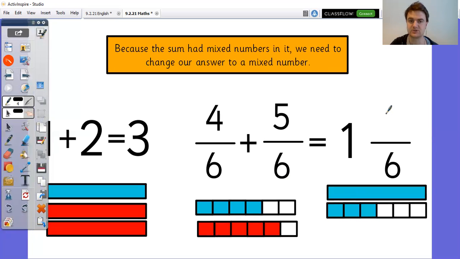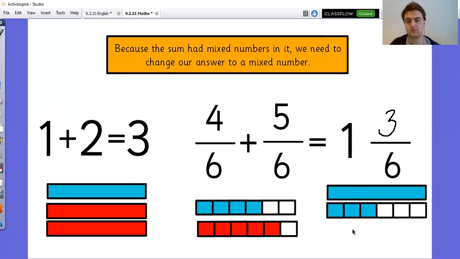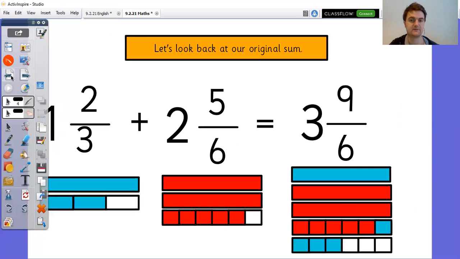So that's what I can change that to a mixed number, which means that my whole numbers added together were 3. My fractions added together were 1 and 3/6. So I need to add those two answers together. 3 add 1 is 4. We just add the fractions on. So my answer is 3 and 9/6, or if I change it so that it's a mixed number, 4 and 3/6.